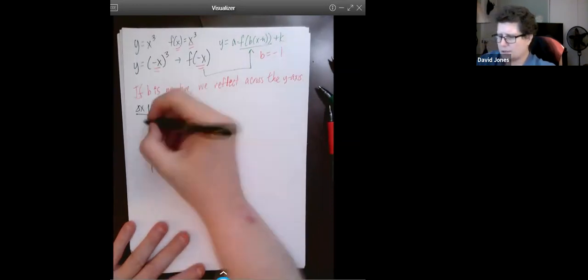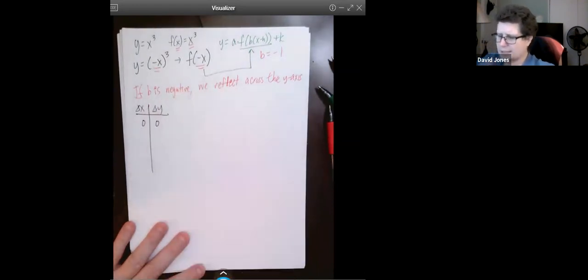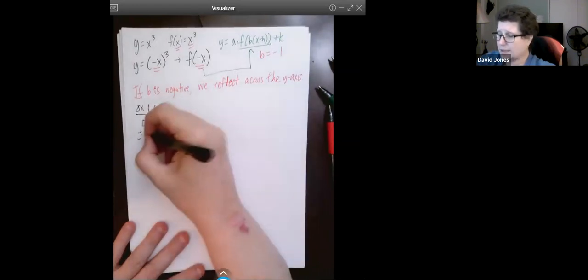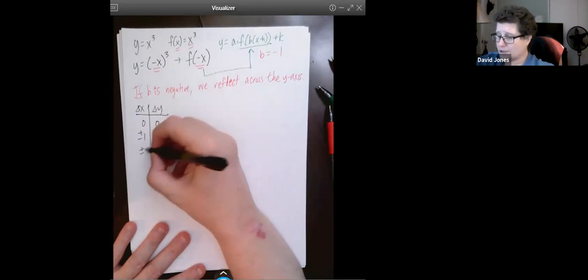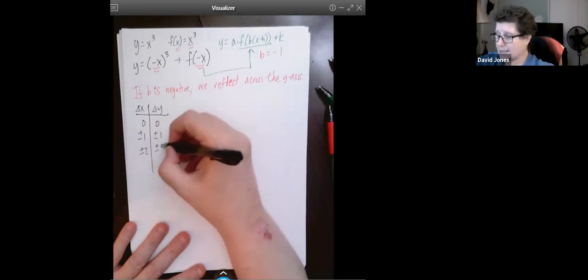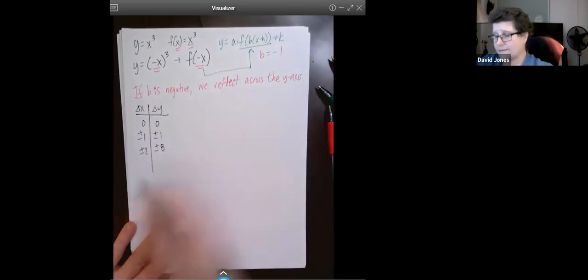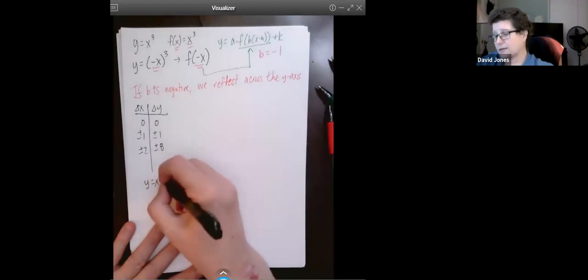You remember on this one, for x cubed, we did this in the last section: plus or minus 1 led to plus or minus 1, and plus or minus 2 led to plus or minus 8. That's for y equals x cubed.